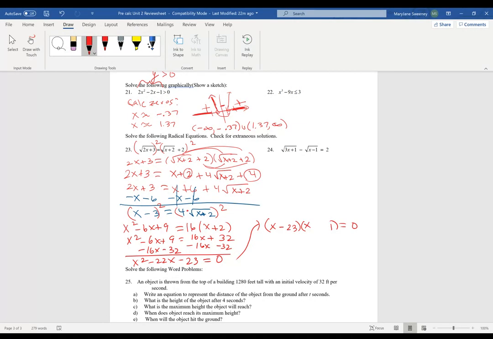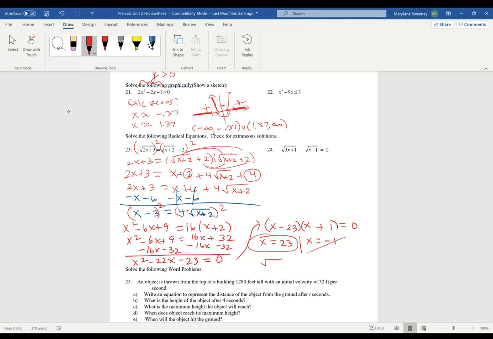23 and 1. I need minus 23 plus 1, so that it adds to negative 22 and multiplies to negative 23. X is going to equal 23 here. X is going to equal negative 1 there. Now, with these, remember you have to do a check to make sure there's not something called an extraneous root. 23 will work. I'm going to show you that negative 1 does not work.